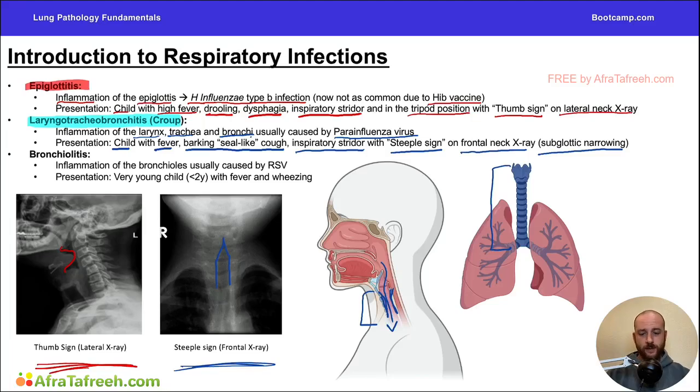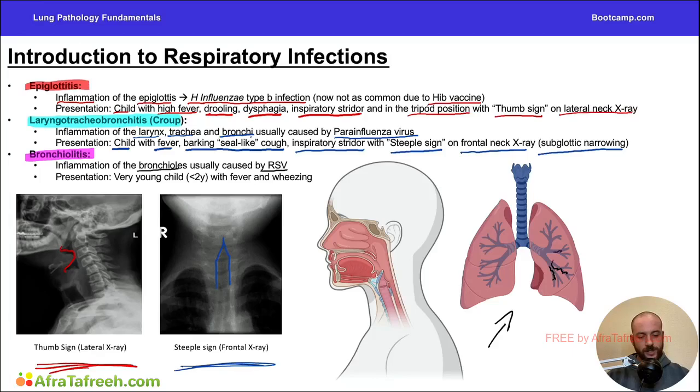Okay, and the next condition that we're going to talk about is bronchiolitis. Again, as the name implies, it is the inflammation of the bronchioles, and it's usually caused by RSV, or respiratory syncytial virus. If we take a look at our diagram right here, we're mostly going to be seeing inflammation of the bronchioles in this condition. Bronchiolitis classically presents in a very young child, usually less than 2 years old, and they have fever and wheezing. Recall that if we have narrowed and inflamed bronchioles, then we're going to get a wheezing sound as air is expired through those lower narrowed passages.